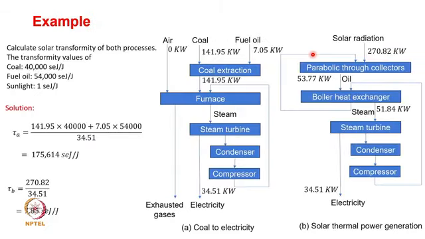So let's again take the same example. Calculate the solar transformity for both the processes. The transformity value of coal is 40,000 SEJ per J, fuel oil 50,000 SEJ per J, and sunlight, of course, is the sunlight equivalent, so 1 SEJ per J.